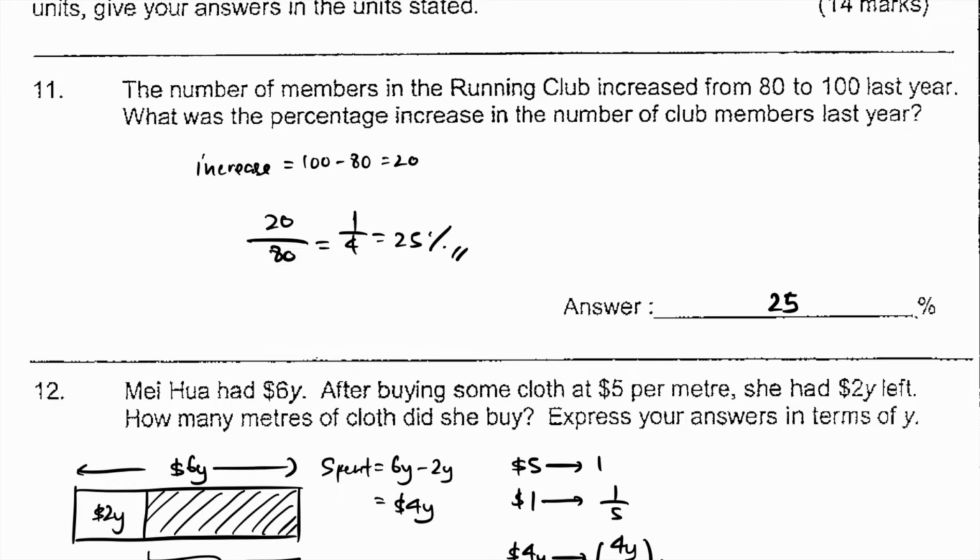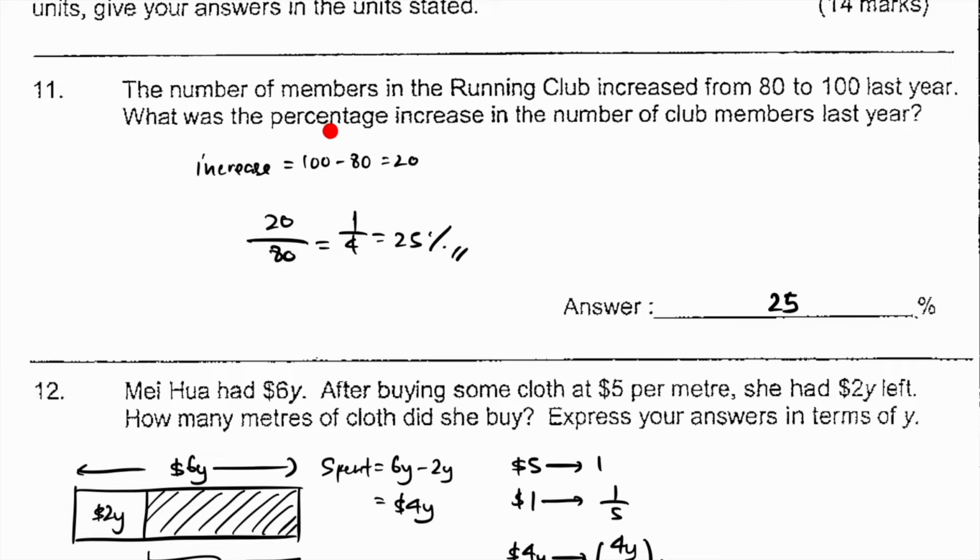Question 11, the number of members increased from 80 to 100. What is the percentage increase? Okay, so think of the increase first. What is the actual increase from 80 to 100? That's 20, isn't it? And because we want a percentage, we are concerned with the numerator and the denominator.